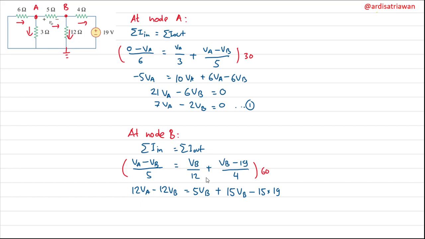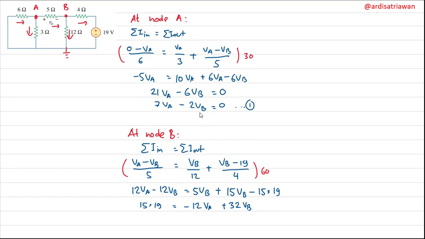Then what can we do from here? I can move this minus 9 multiple to the left hand side, so I will have 15. Then we move that 12 VA to the right hand side. We'll move all the VB to the right, so this one plus 12, 32. I think we cannot simplify this. Okay.